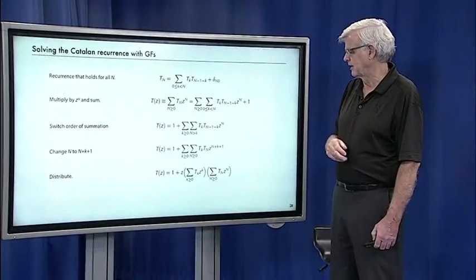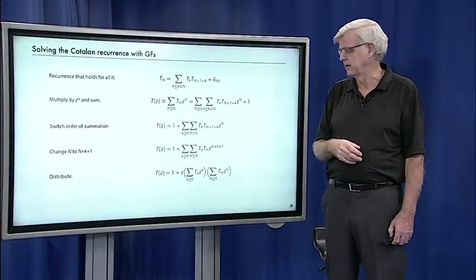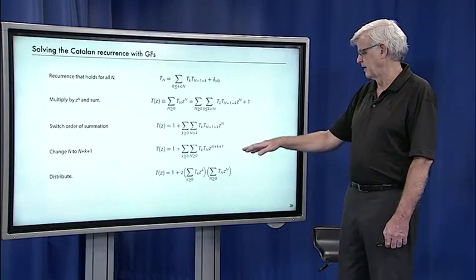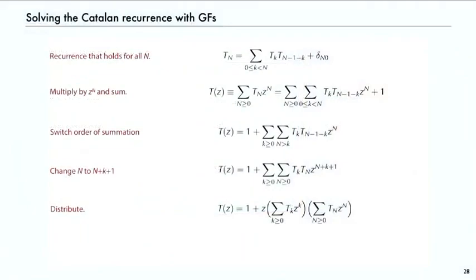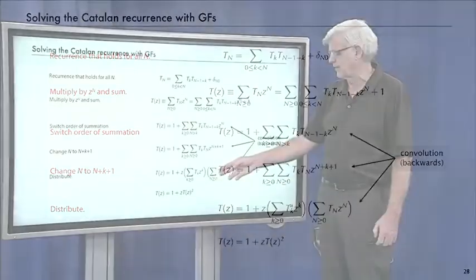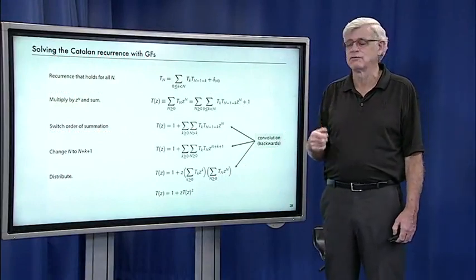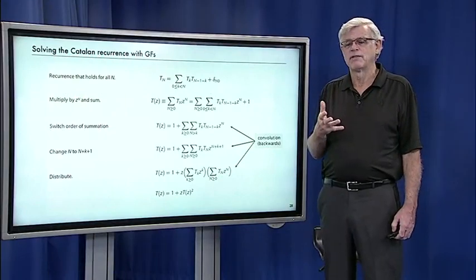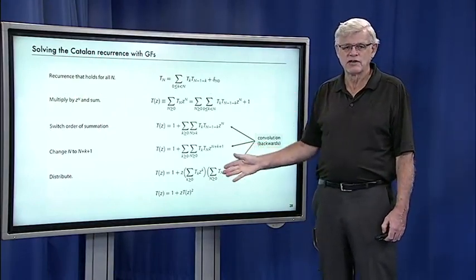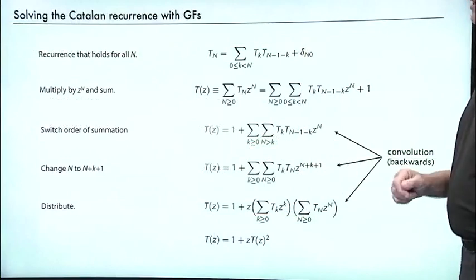And that gives us a way to split it into independent sums by distributing the k's and the n's. And then you can see immediately the 1 z comes out, and then it's 2 copies of the generating function t of z. So that's a backwards convolution that shows us that the Catalan generating function has to satisfy this functional equation: t of z equals 1 plus z times t of z squared. So we're halfway there. We've got an equation that the generating function has to satisfy.